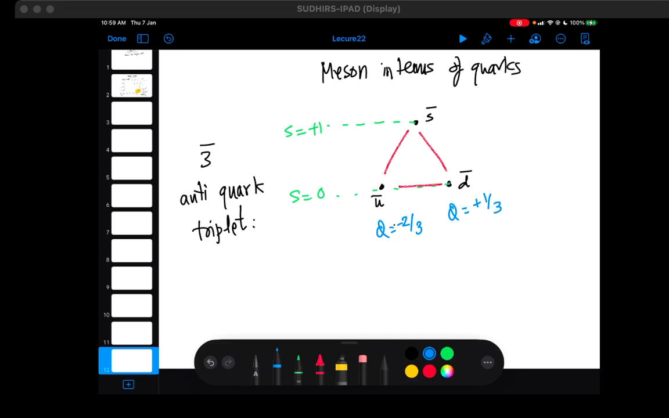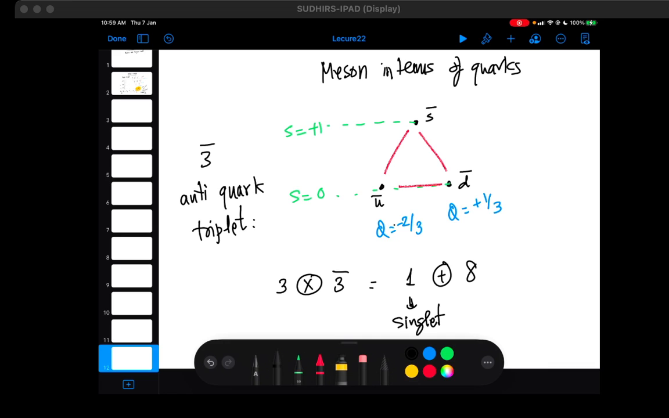So you should have... you can now construct a quark triplet times an anti-quark triplet. That gives me a singlet plus an octet essentially. So this is a singlet and this is an octet state. The octet is essentially the meson octet.